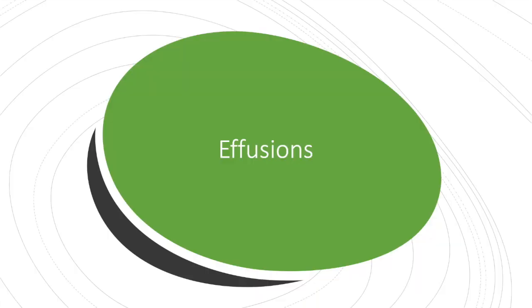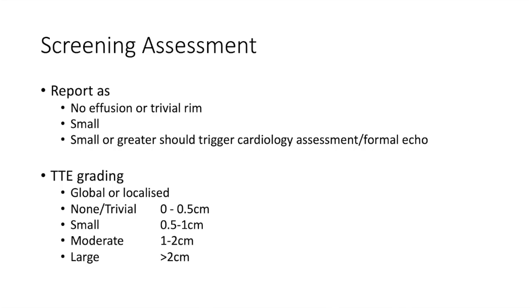Let's move on to pericardial effusions. When you see a pericardial effusion, you can describe it as there's not one there, or just a trivial amount. You can describe it as small, or you can describe it as needing to trigger an urgent cardiological assessment and a formal echo. And overall, what would count as trivial is less than 0.5 centimeters.